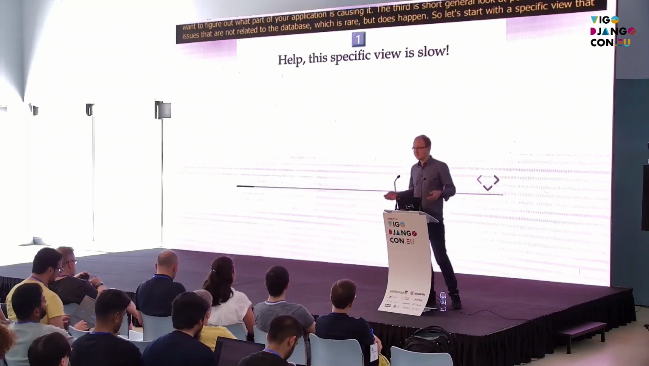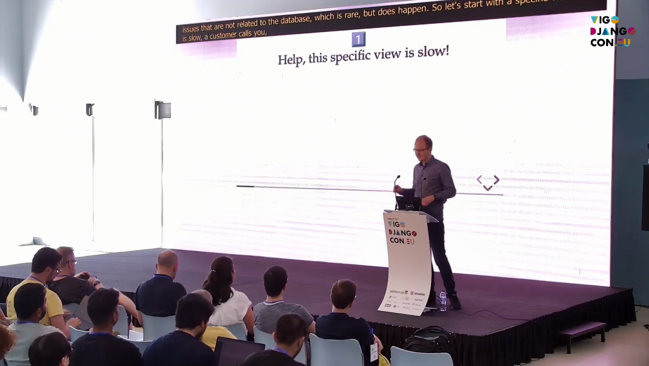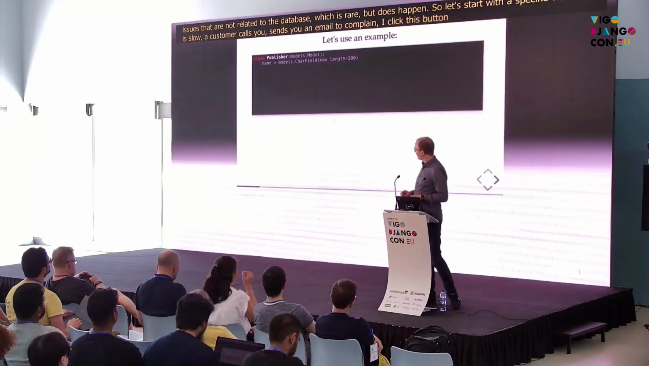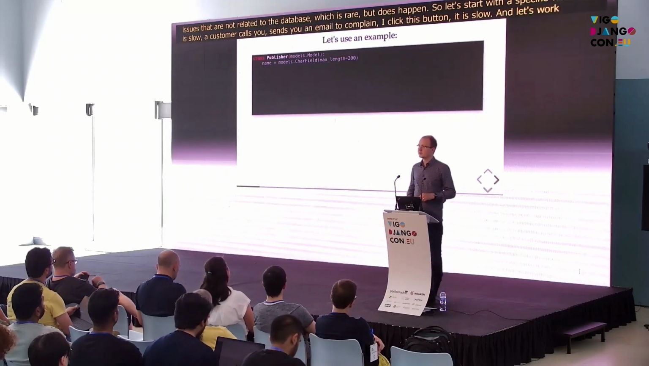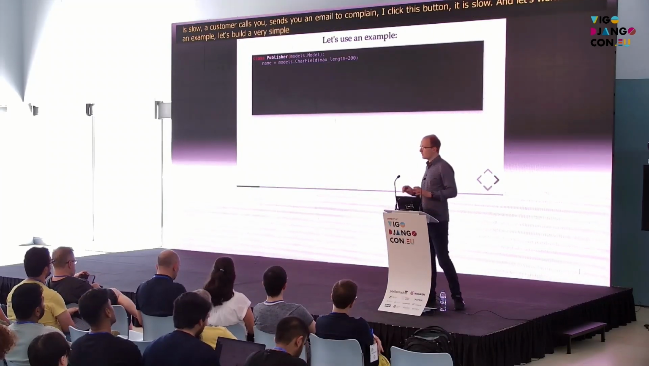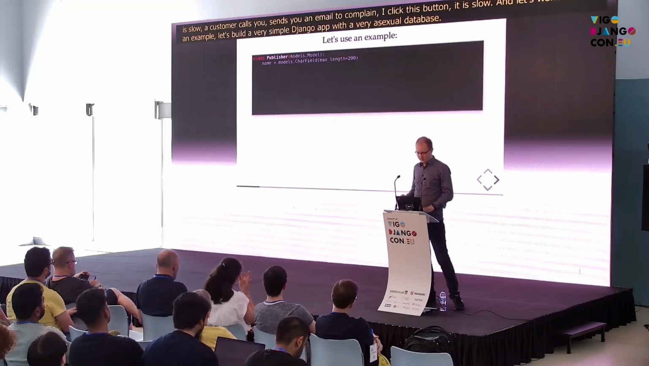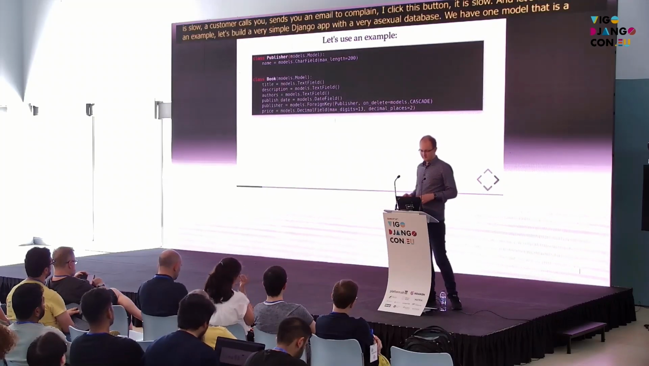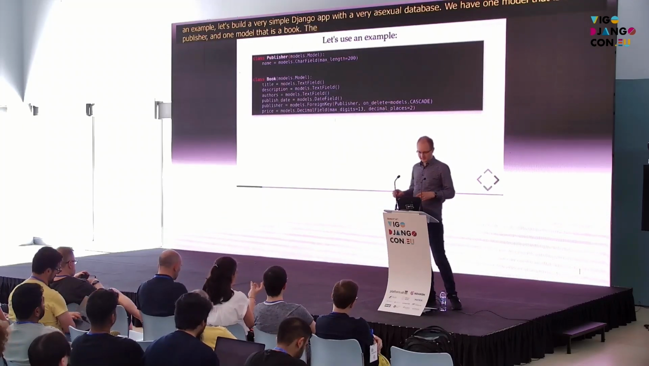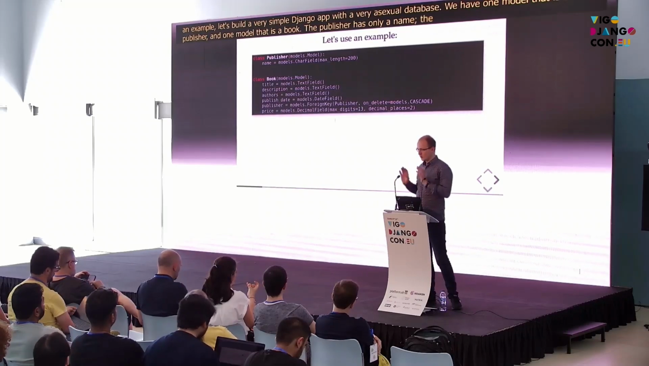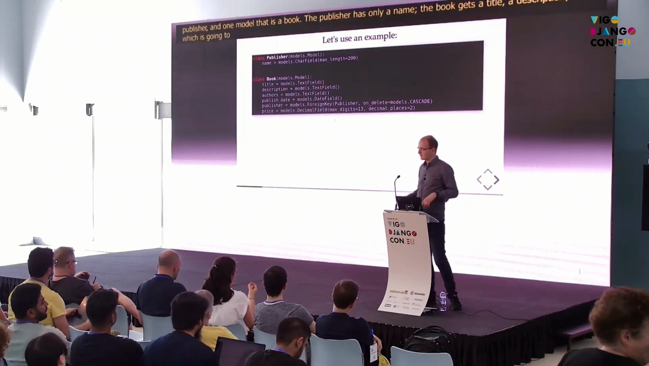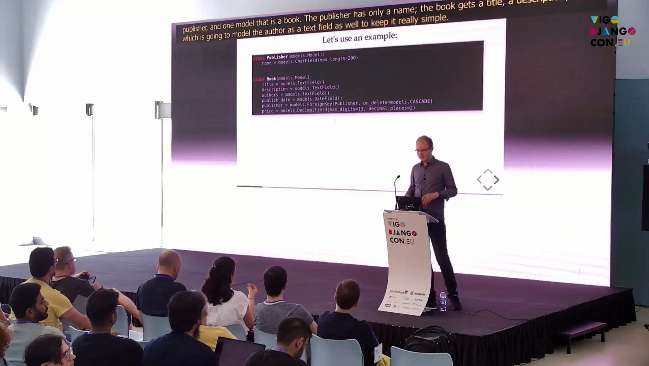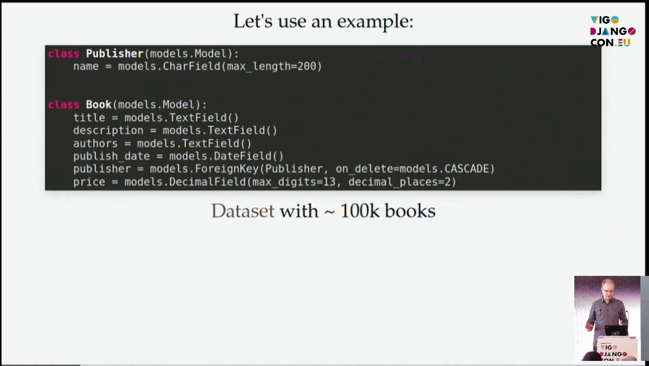A customer calls you, sends you an email, complains: I click this button, it is slow. Let's work with an example. Let's build a very simple Django app with a very simple database. We have one model that is a publisher and one model that is a book. The publisher has only a name, the book gets a title, a description. We're just going to model the authors as a text field as well to keep it really simple, with a publish date and a price. And I found a free data set on the internet with 100,000 books, so we have some amount of data loaded into it.